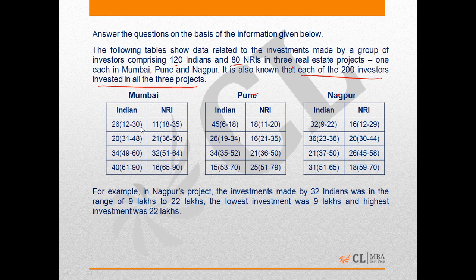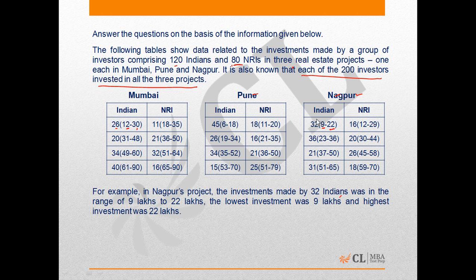Now, if you look at the columns or the values in each of these tables, it tells us about a number, and then it tells about two more numbers separated by a hyphen. Let's understand what it means. It says, for example, in Nagpur's project, so we are looking at Nagpur, the investments made by 32 Indians was in the range of 9 lakhs to 22 lakhs.